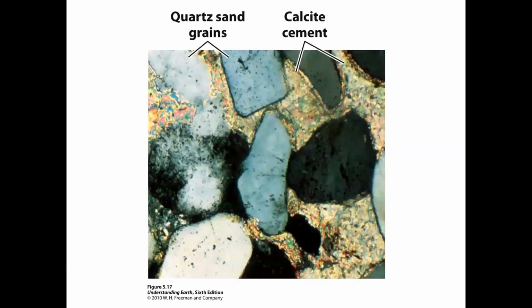So here you can see a thin section image of what a sandstone looks like on a microscopic scale. These rounded sand particles that are made of quartz have been cemented together by minerals that have grown in between. This calcite has grown and sort of stuck these clasts together. So calcite is a common mineral that acts as a cement in sedimentary rocks.